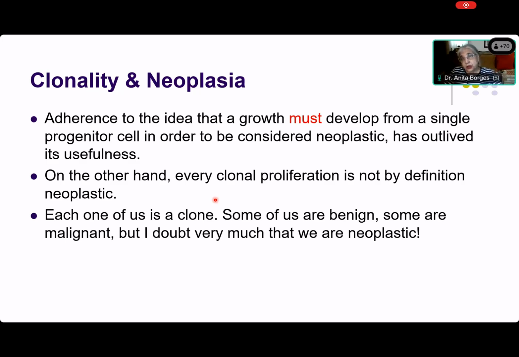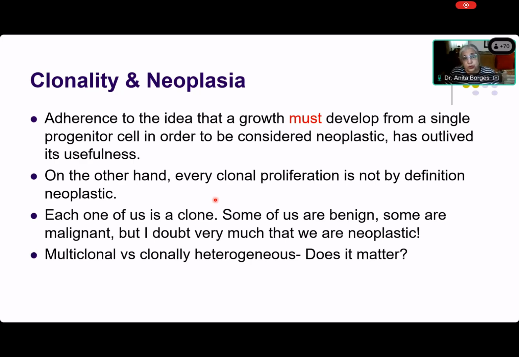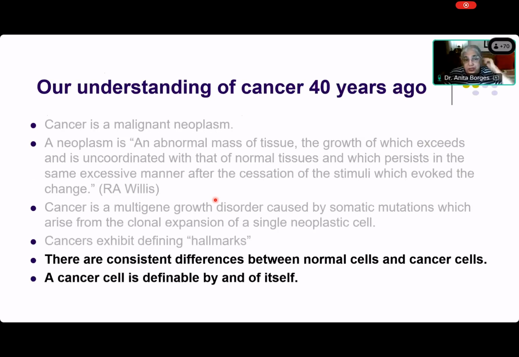Each cell in our body may not look alike, and that's the greatness of nature. We have something beyond the genome, and that is epigenetics, that makes us all different. So some of us, jokingly, are benign. Some of us are malignant, but I doubt very much that any of us is neoplastic. I hope not. Otherwise, our definition of neoplasia will have to change. So multiclonal, clonally heterogeneous, does it matter? I think not. So now we have established that this clonal expansion of a single neoplastic cell must be rethought. It may not be so.